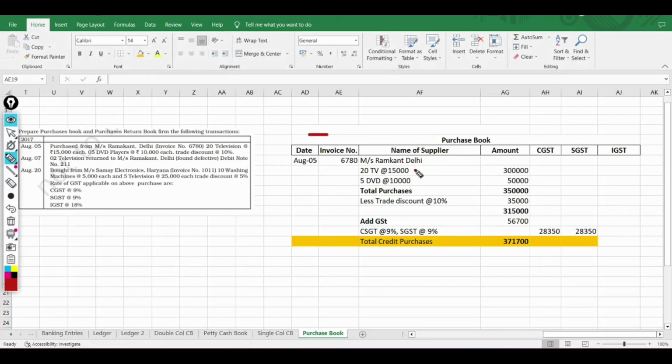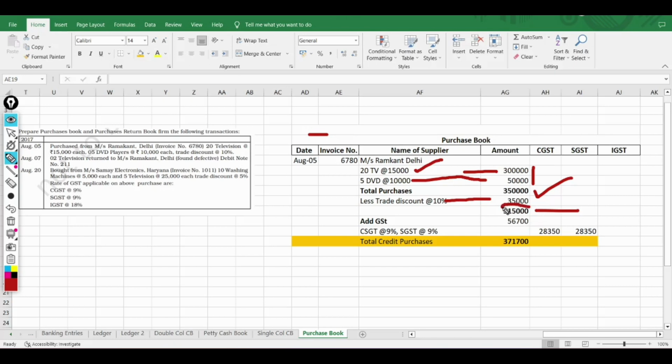That is 20 TVs at 15,000 rupees, which amounted to rupees 3 lakh, and 5 DVDs at 10,000 rupees, which amounted to rupees 50,000. Next, we got total purchases of rupees 3,50,000, out of which 10% trade discount is deducted, and we got the total of 3,15,000. As we know, after deducting trade discount, if GST is applicable, we have to add it.